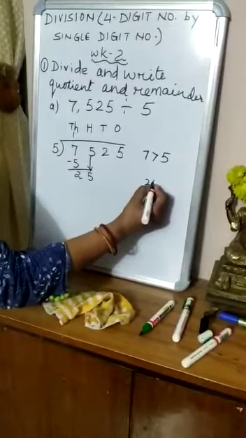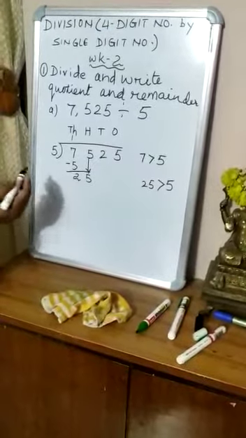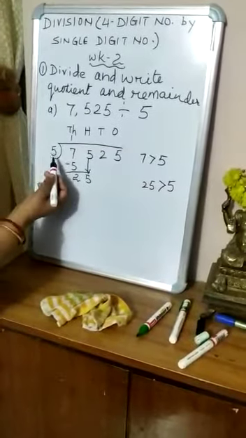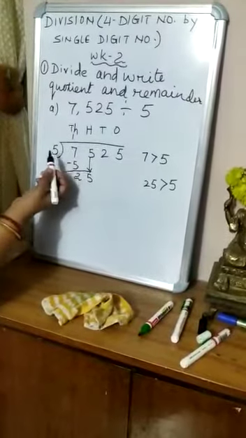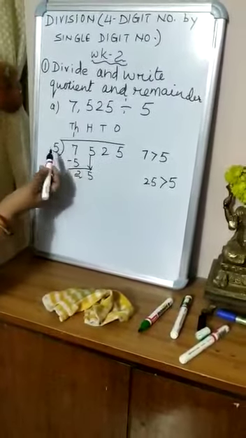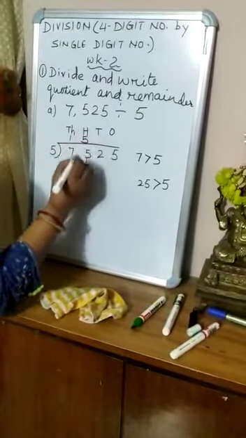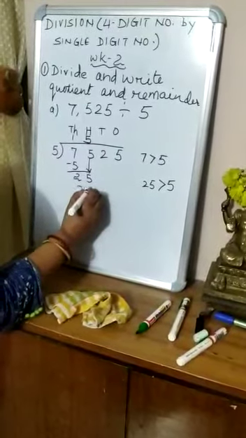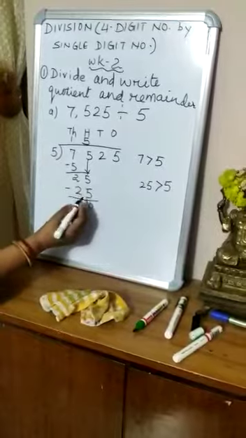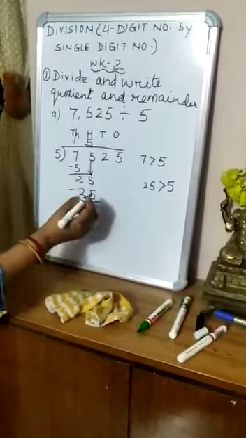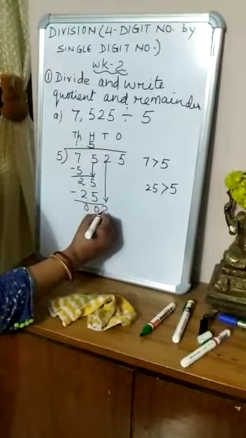So this 25 is more than 5. So I will start the table of 5. 1 times of 5 is 5, 2 times of 5 is 10, 3 times of 5 is 15, 4 times of 5 is 20, 5 times of 5 is 25. So 25 minus 25 is 0. 5 minus 5 is 0. Now I will put down this 2 along with 0. So here it is 2.